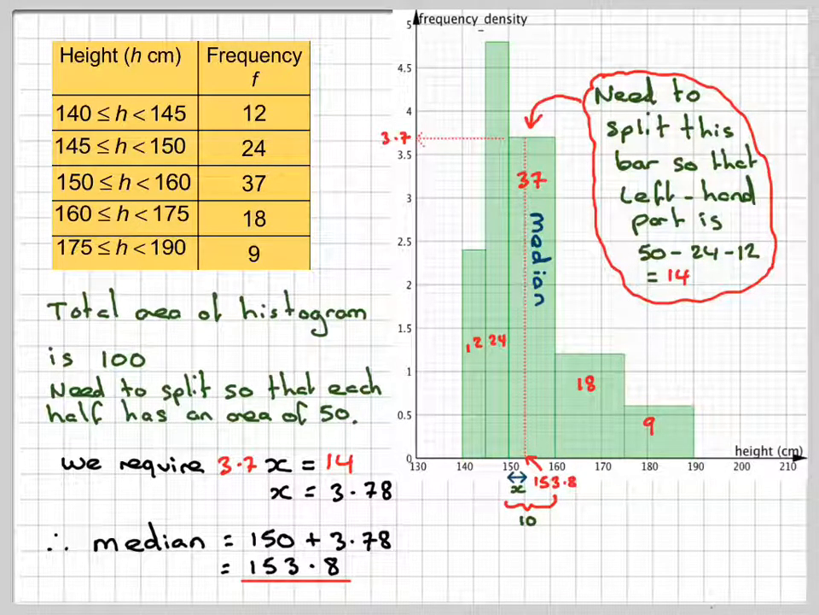So this has been a video to show you how to find the mean and the standard deviation from a histogram, and make an estimate of the median. Remember, all these data have been estimated because the original data is grouped.